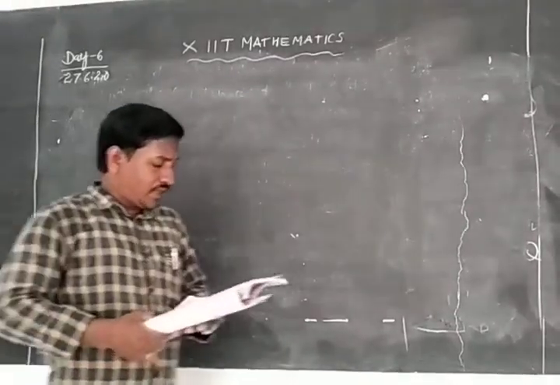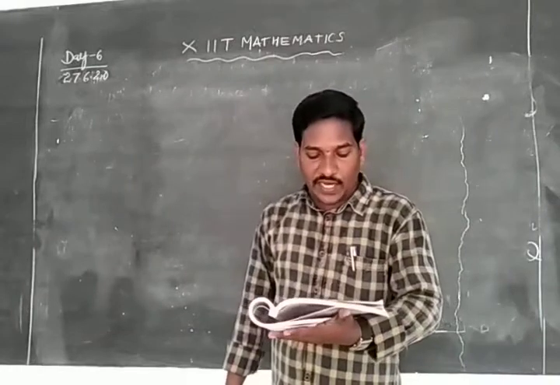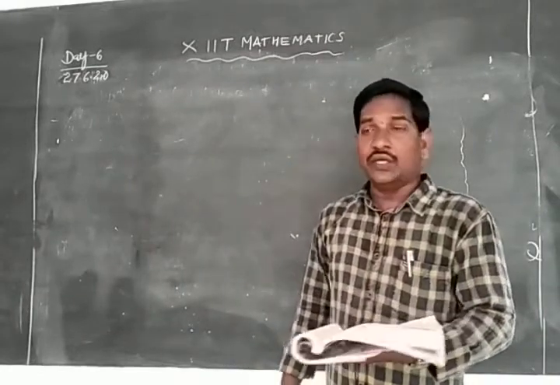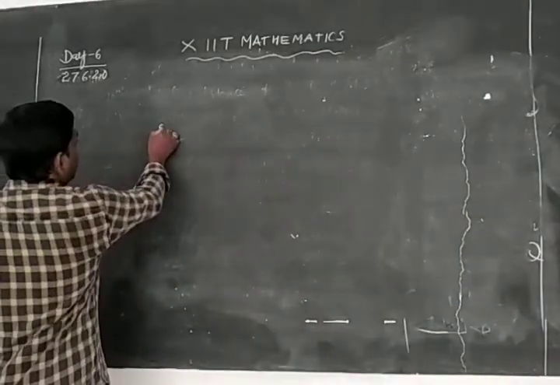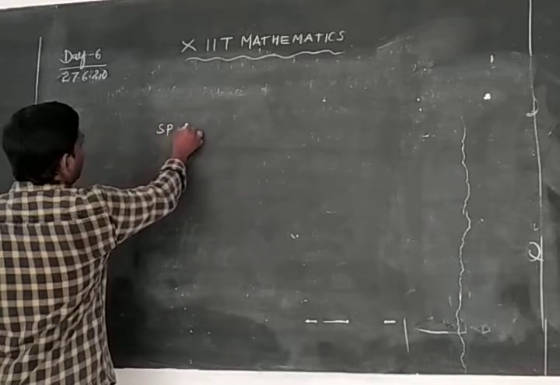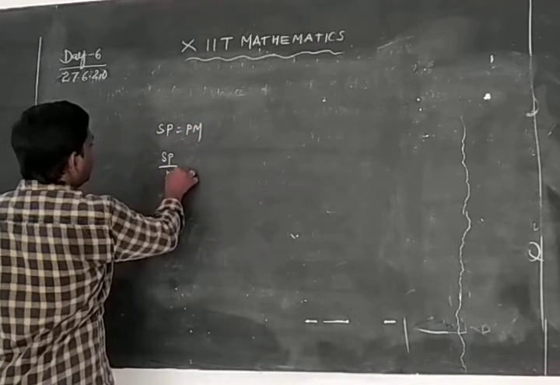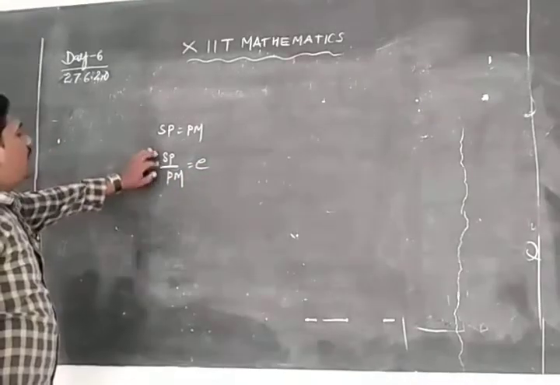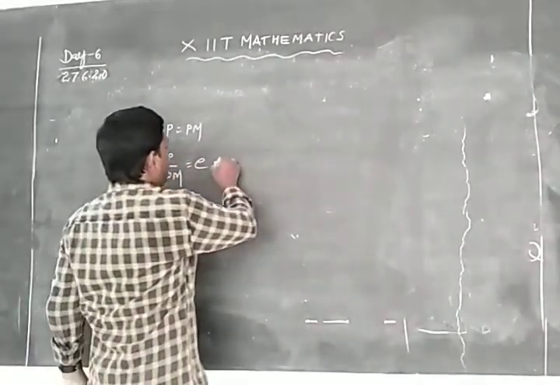Thirteenth problem. The eccentricity of the parabola y square minus 2x minus 6y plus 5 equal to 0. So eccentricity means SP equal to PM. We know that SP by PM equal to E. The ratio of SP and PM, SP by PM equal to E. E means eccentricity.